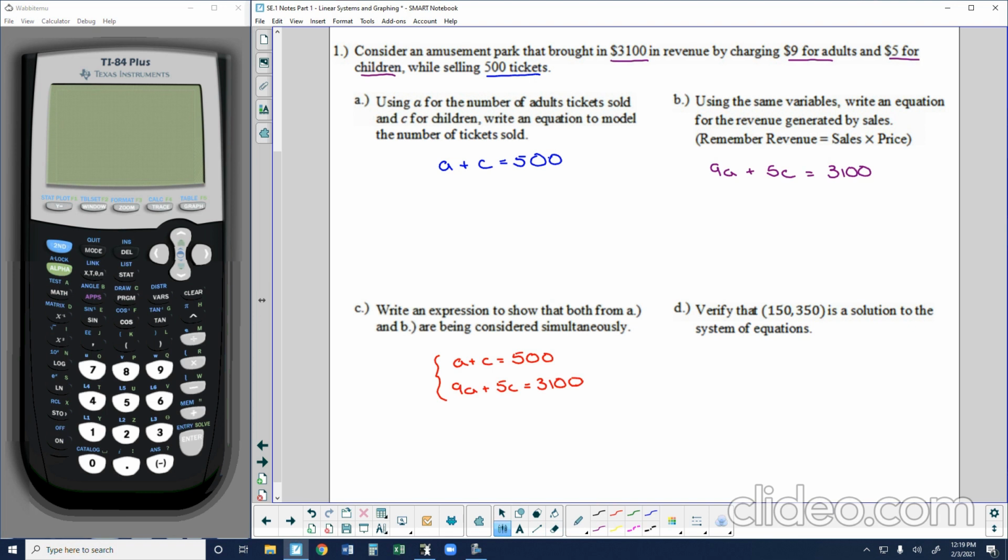In D, it says to verify that 150, 350 is a solution for the system of equations. We're going to assume right now, it didn't really tell us, that A is 150 and C is 350. So I want to verify for both equations. I'm going to take these values and substitute them into both equations. If I substitute in 150 for A, and substitute in 350 for C, I get 150 plus 350, and this value does equal 500.